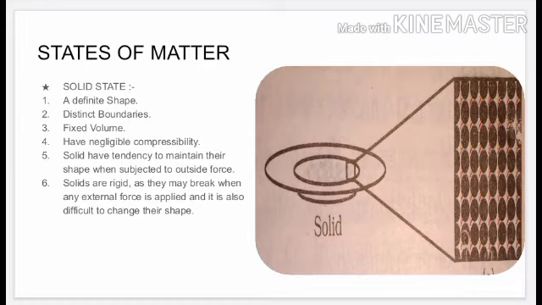Here we are going to learn about the solid state. Solid state has a definite shape, a distinct boundary, a fixed volume, and negligible compressibility. Solids have a tendency to maintain their shape when subjected to outside force. Solids are rigid, as they break when an external force is applied, and it is also difficult to change their shape. The 5th point means that solids have that much tendency to maintain their shape when subjected to outside force.